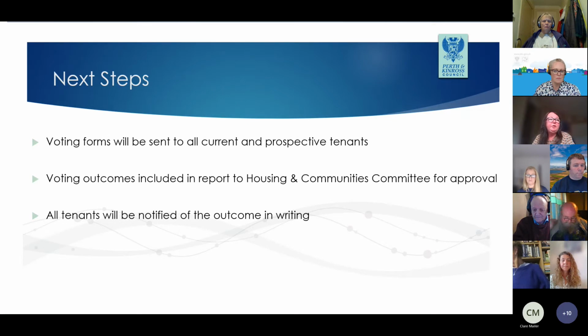We are looking to increase the number of voting returns that we get this year, because the more tenants' voices that can be heard, the better as far as we're concerned. So, as I say, look out for your surveys. Please encourage your neighbouring tenants to fill these in and return them to us. There'll also be an option to do this online.